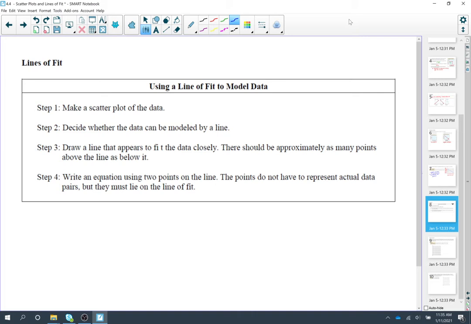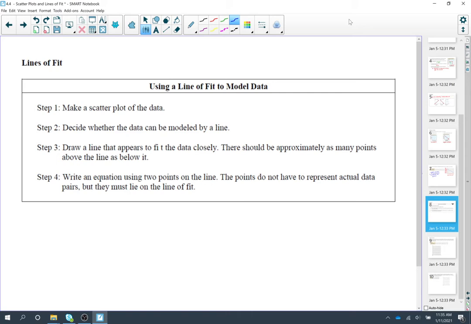Now, if we want to use a line to fit and model data, we have 4 steps. First of all, step 1, you're going to make a scatter plot of the data. Step 2, decide whether the data can be modeled by a line. It has to either have a strong positive correlation or a strong negative correlation. If there's no correlation, you can't use a line because the data is scattered.